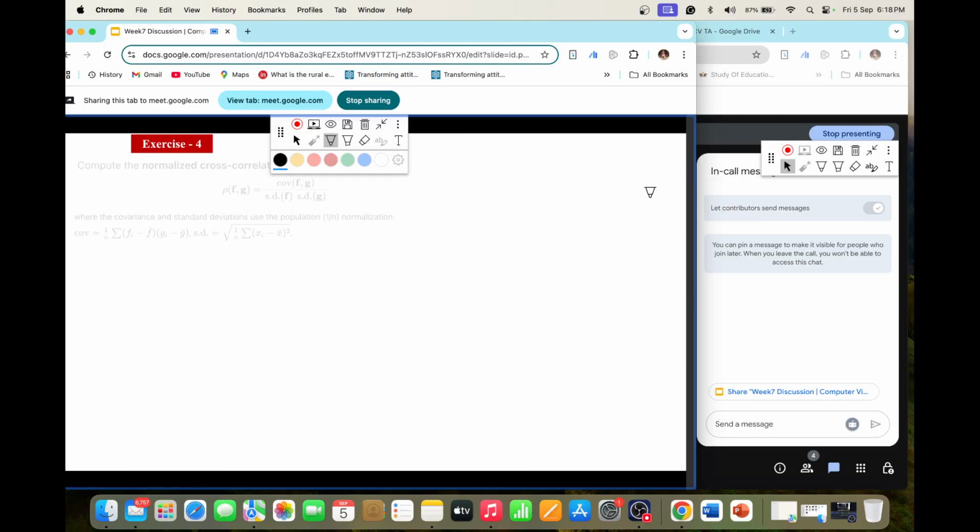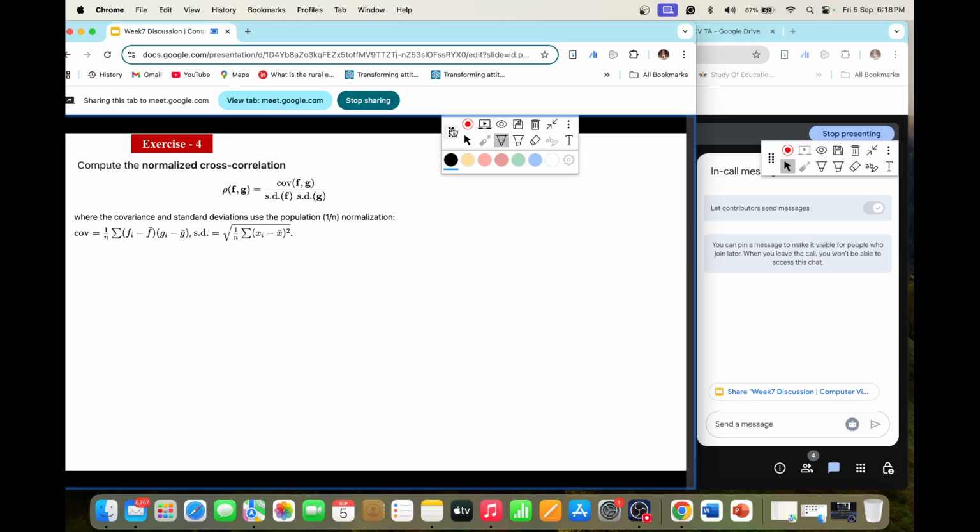We have another question. Now we have to compute the normalized cross correlation. So this is the formula of normalized cross correlation, this is the formula of covariance, and this is the formula of standard deviation. Standard deviation for x is given. If we have to do it for f, then we just replace the x by f, so fi minus f bar. So how do we find it out? This is how we do.